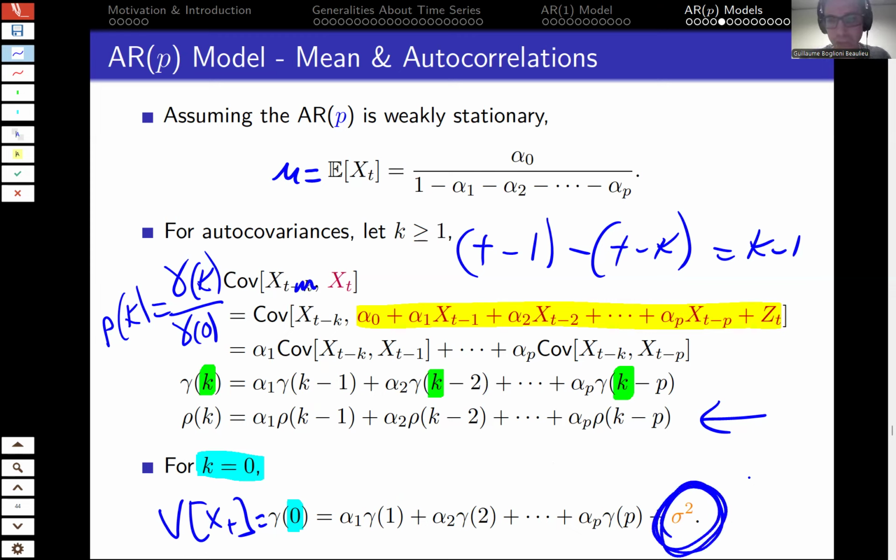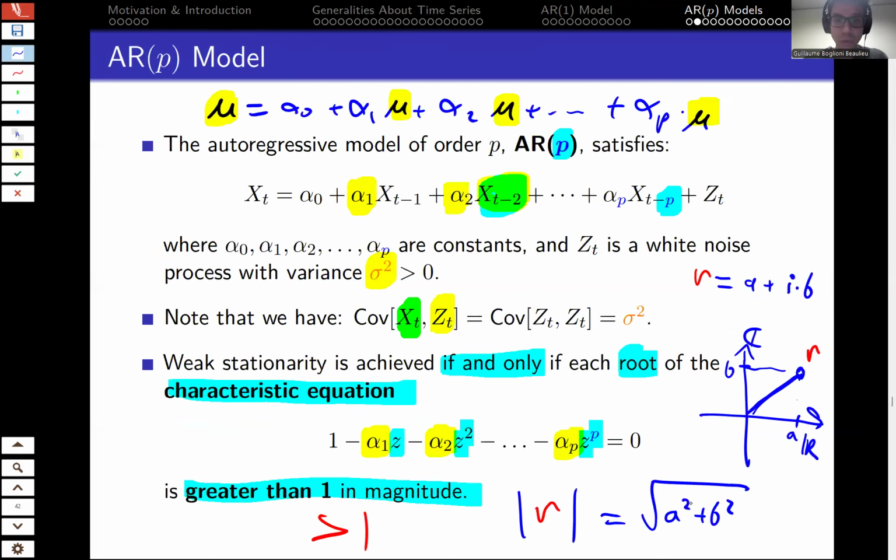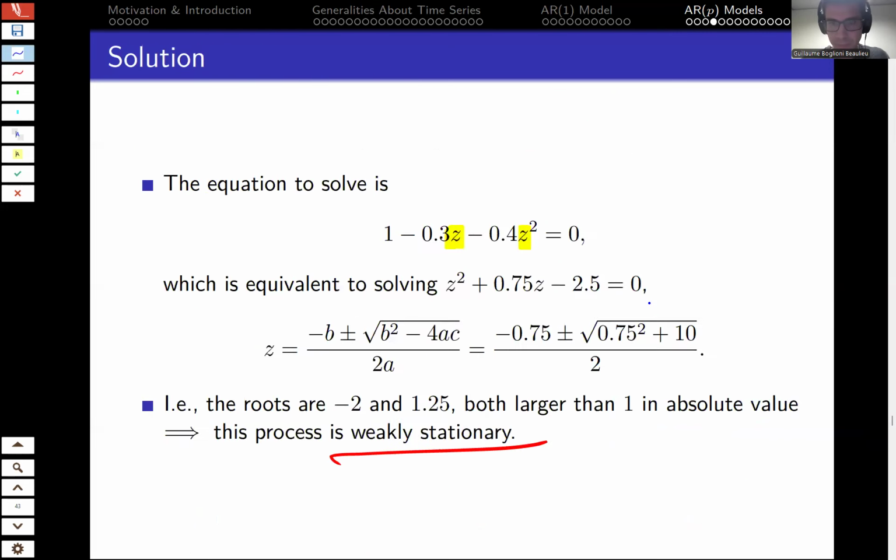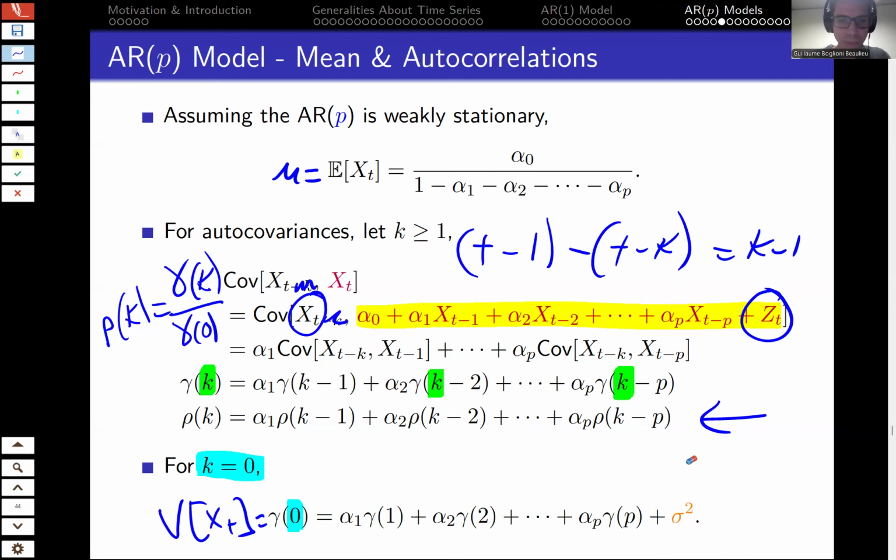But we have this little sigma squared we shouldn't forget, because now imagine we're in the case k is 0. So the last term won't be 0. By last term, I just mean the covariance between xt and zt, that is sigma squared, as I had already told you here. So in the case of gamma 0, the variance of the process, don't forget your sigma squared here.